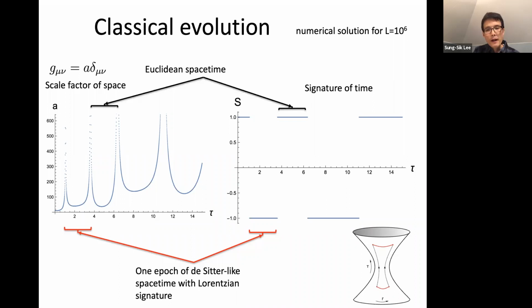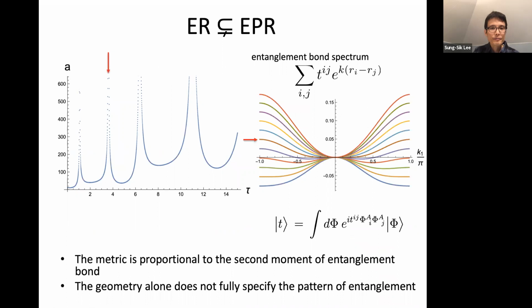And then what happens at this transition, at this critical time where the signature changes and the size of the universe diverges? These critical points are rather interesting. On the right-hand side, I'm plotting the so-called entanglement bond dispersion, or spectrum. Here Tij is one collective variable that measures the entanglement between sites I and J. For example, in the Gaussian state that I talked about, Tij is the L by L matrix whose off-diagonal elements measure the entanglement between I and J.